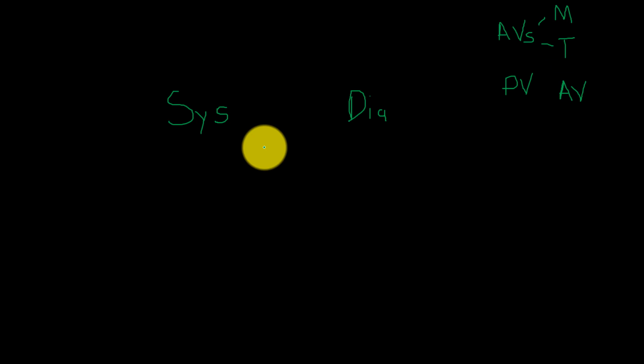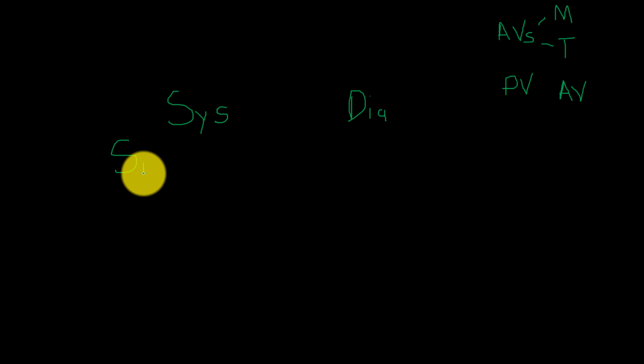So when the heart contracts, remember that these heart sounds are made by closure of the different valves. When the valves close, they send vibrations throughout the surrounding tissues, and these vibrations are what we hear as the heart sounds. Okay, so you have S1 here.